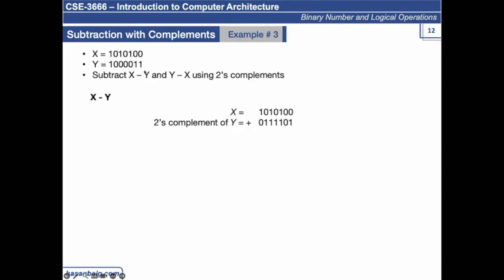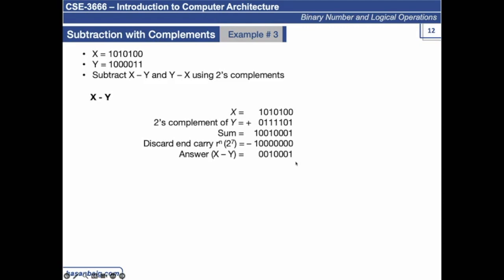So the 2's complement of y, how do you calculate 2's complement? Keep the first least significant 1 as it is and invert all the remaining bits. Now we need to calculate the sum of x and the 2's complement of y, which is this, and you can see it generated a carry. That carry has to be discarded. You can simply discard it, so you will get this result.